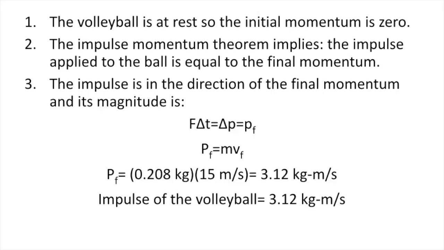So the final momentum equals mass times the final velocity. Therefore, the mass of the volleyball, 0.208 kilograms, times the final velocity of the volleyball, 15 meters per second, equals 3.2 kilograms meters per second. Therefore, the impulse of the volleyball is 3.12 kilograms meters per second.